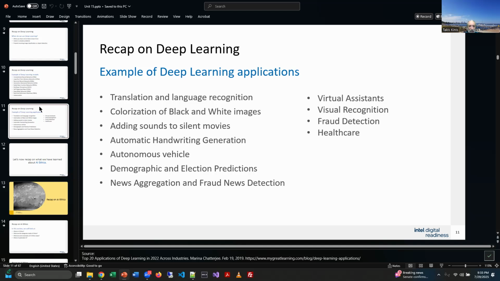Colorization of black and white images, adding sounds to silent movies, automatic handwriting generation, interesting, autonomous vehicles, demographic and election predictions, news aggregation and fake news detection. That's kind of an interesting one. Didn't Facebook just turn that off? Now you can put fake news on Facebook again.